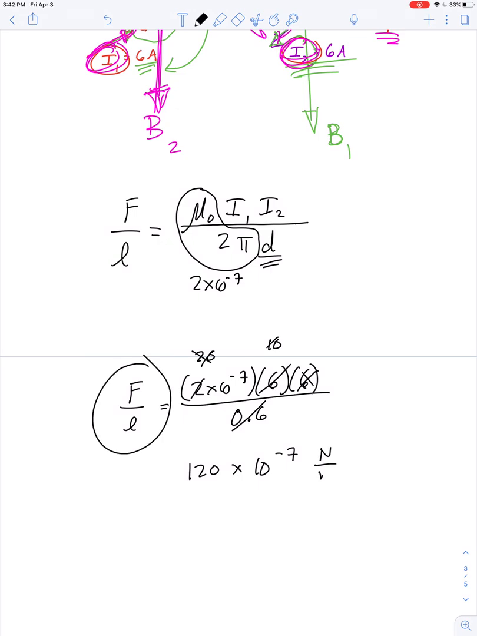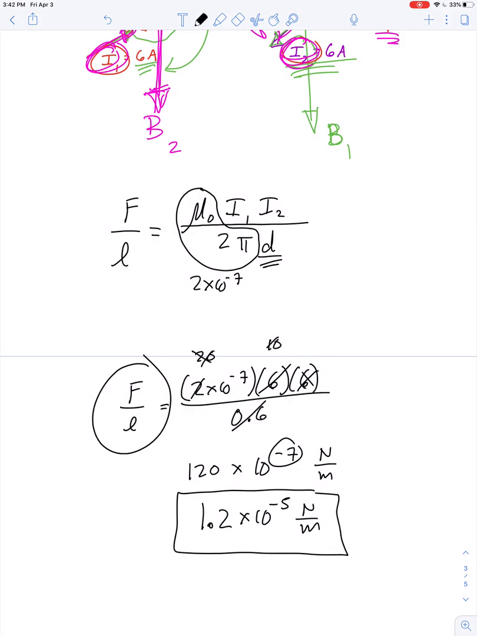I guess that would have to be newtons per meter. We could probably say, all right, I'll move this decimal 2 places this way, and then I can change the powers of 10 here. So if we want, we can call it 1.2 times 10 to the negative 5th Newton per meter. You check and see if that's right. I left the units out, but this was Tesla meters per amp. That's amps, and that's meters. Okay.